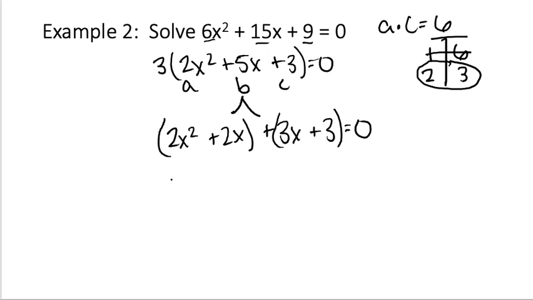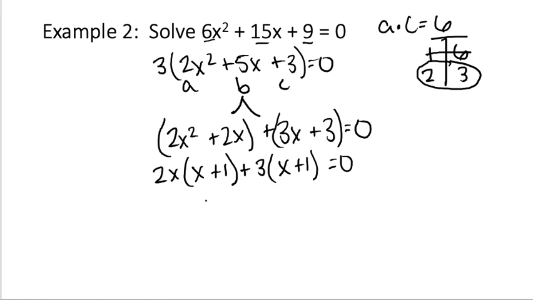I find my GCF of my first two terms, which is 2x. Factor that out, that leaves me with x plus 1. My GCF of my second two terms is 3. I factor that out, which leaves me with x plus 1. So now when I bring these together, I've got 2x plus 3 and then x plus 1.